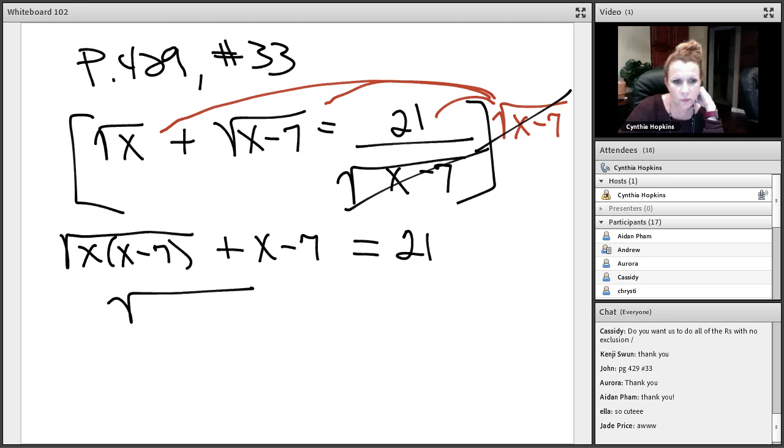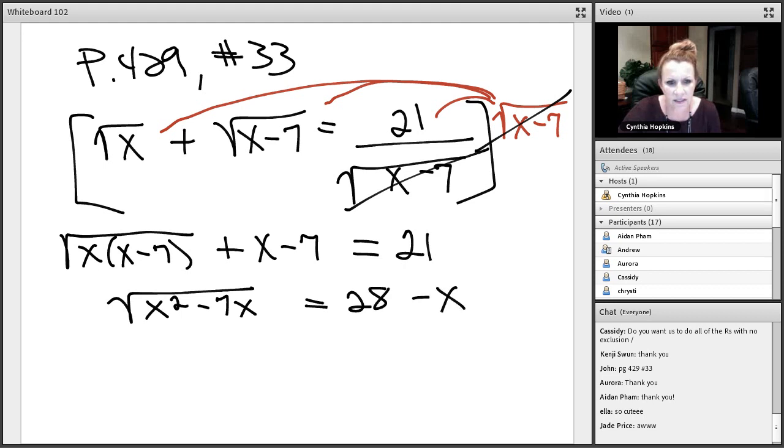So it's the square root of, I'm going to go ahead and multiply that inside. So my x distributed gives me x squared minus 7x. And then everything else I'm going to bring to the right side of the equal sign. So I'm isolating my radical again. Okay, so I'm going to add 7 first. That gives me 28. And then subtract x. Now I'm ready to square both sides. When I square my left side, the square cancels with the square root, so we get x squared minus 7x.